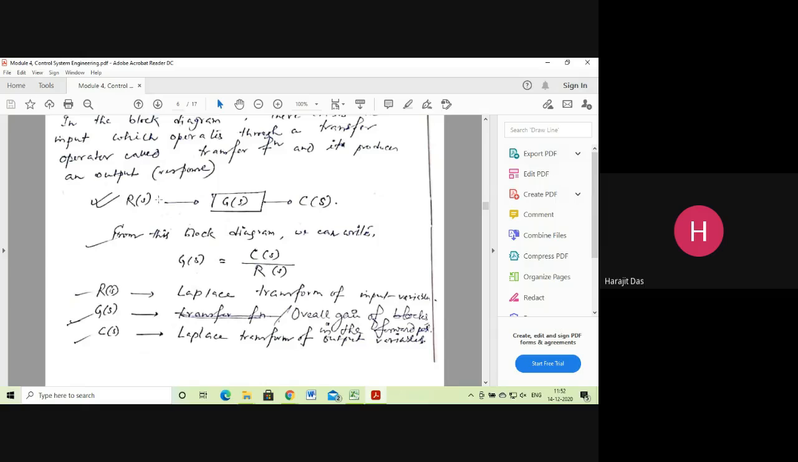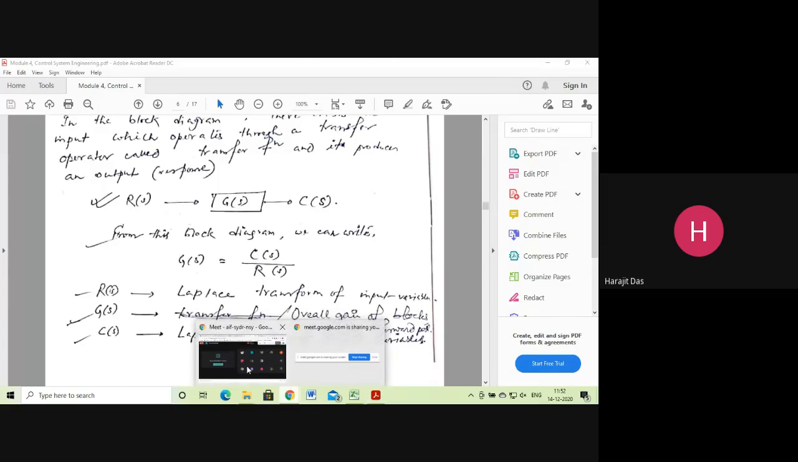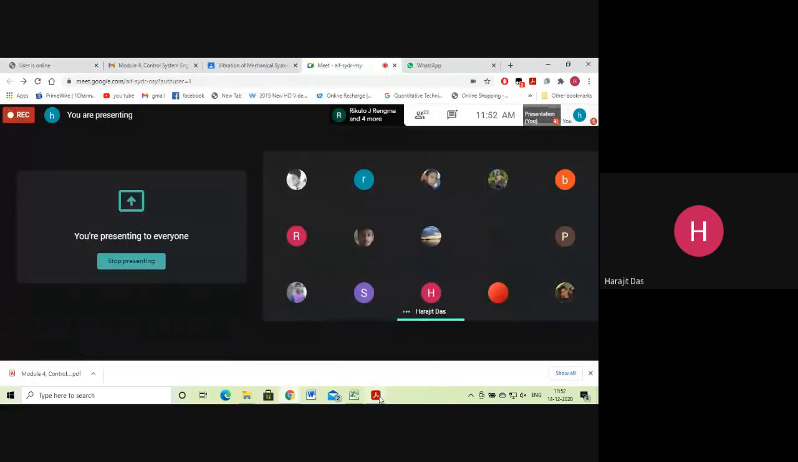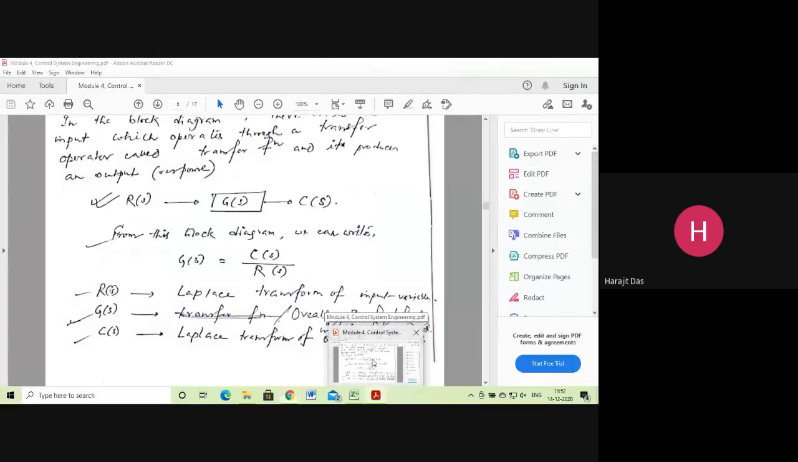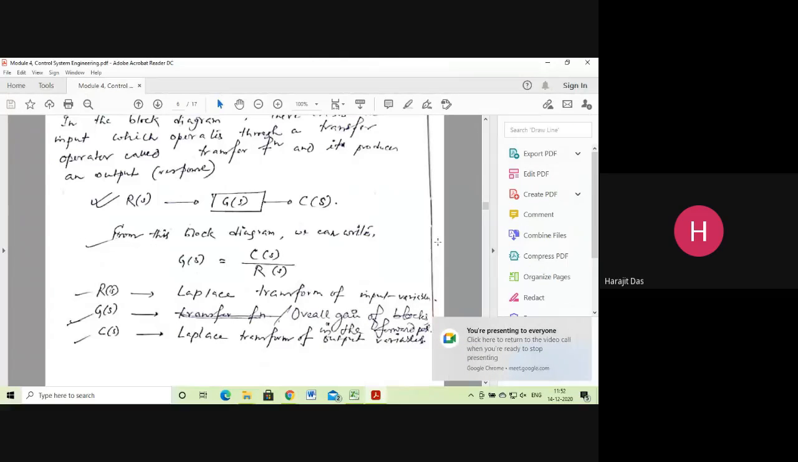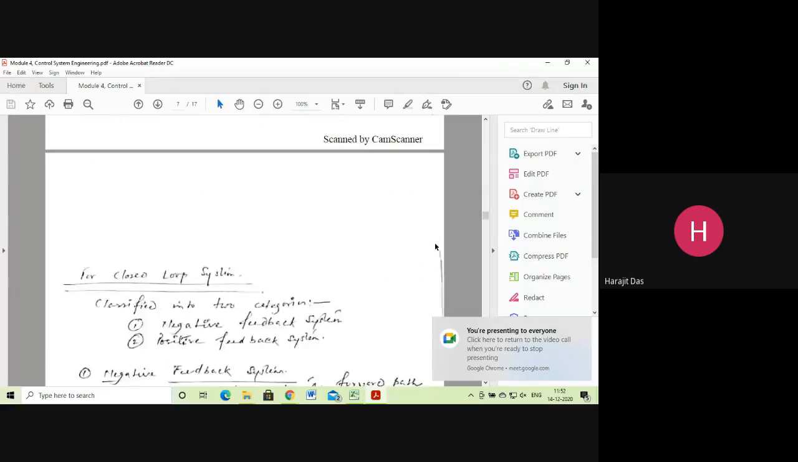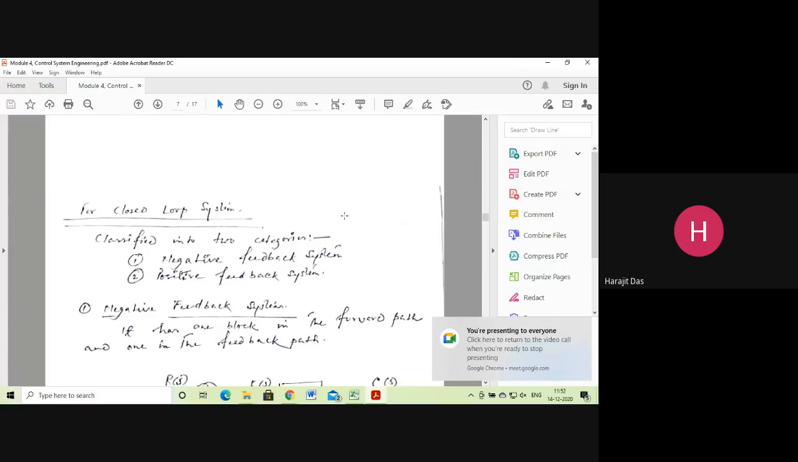So till now, if you have any doubt, you can ask. I'm giving 1 minute. Okay, I assume that all of you have understood. So what will be the transfer function then for a closed loop system?